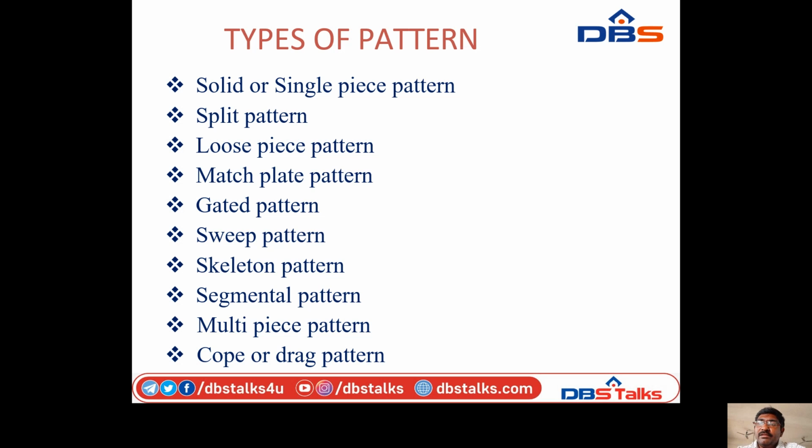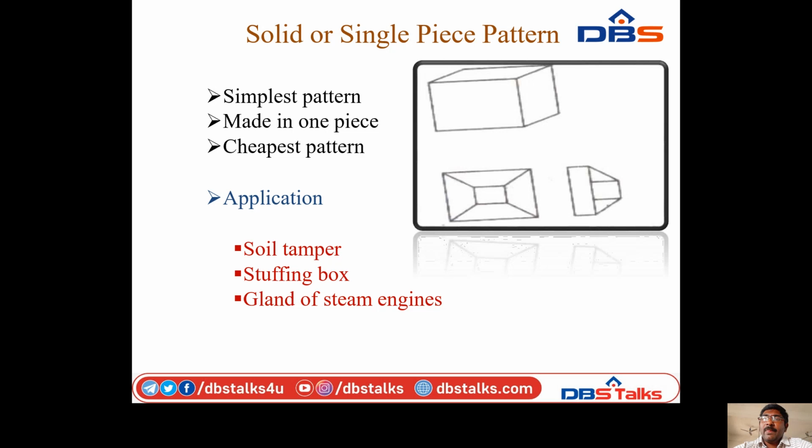Next, types of patterns. Types of patterns, one by one we can discuss later. So what are the types of patterns? First, solid or single piece pattern, split pattern, loose piece pattern, match plate pattern, gated pattern, sweep pattern, skeleton pattern, segmental pattern, multi-piece pattern, scope or drag pattern. So we can discuss one by one. So first, solid or single piece pattern.